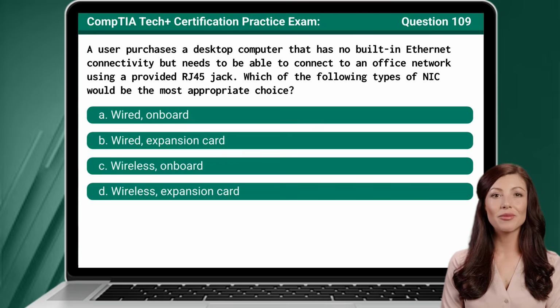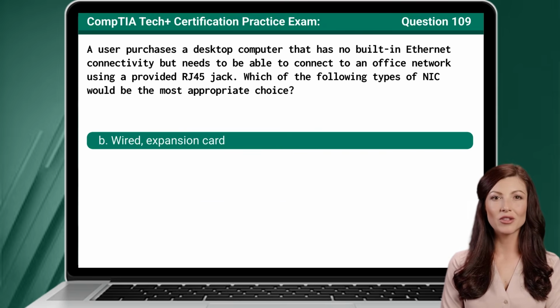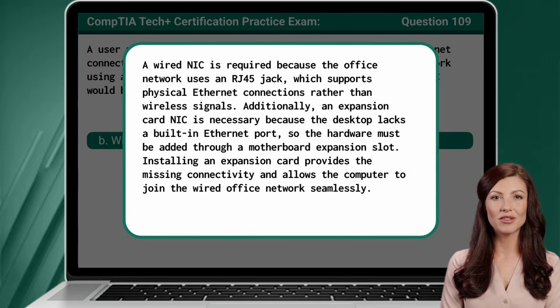The answer is B. Wired expansion card. A wired NIC is required because the office network uses an RJ45 jack, which supports physical Ethernet connections rather than wireless signals. Additionally, an expansion card NIC is necessary because the desktop lacks a built-in Ethernet port, so the hardware must be added through a motherboard expansion slot. Installing an expansion card provides the missing connectivity and allows the computer to join the wired office network seamlessly.